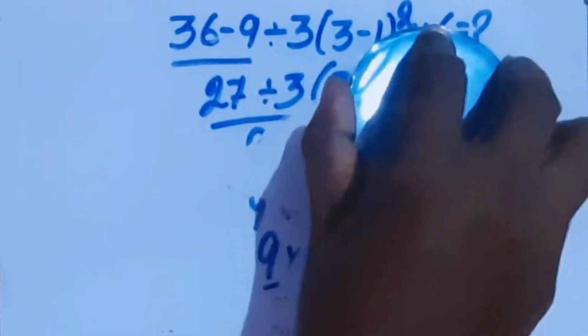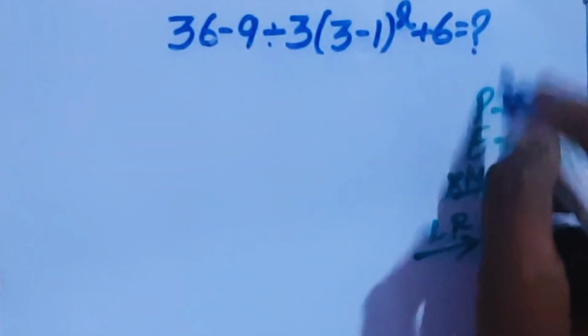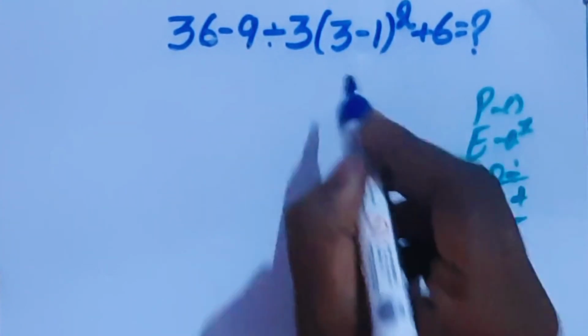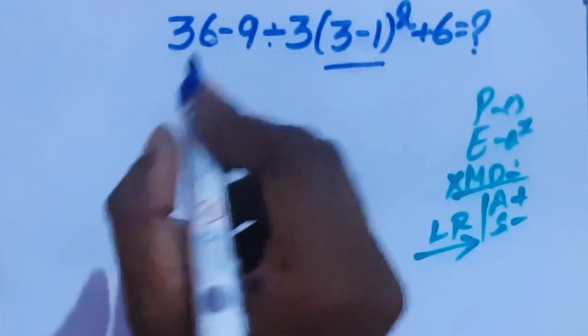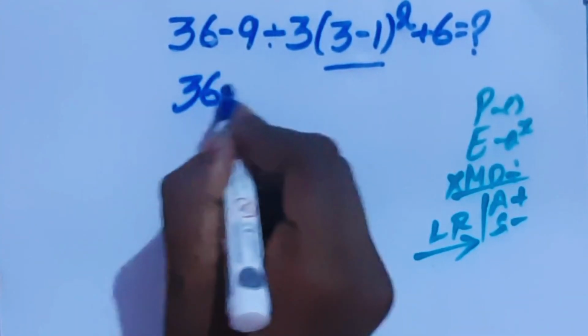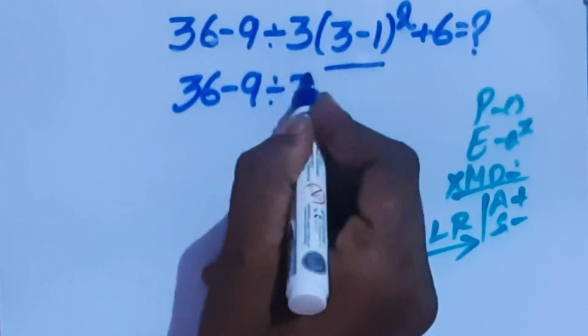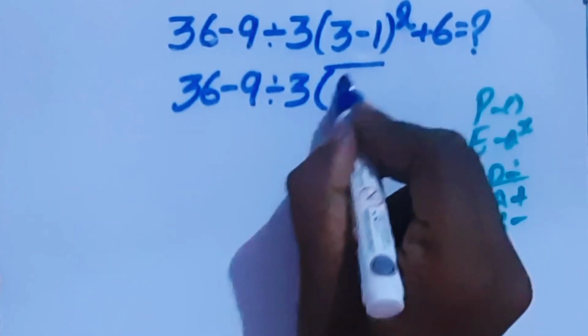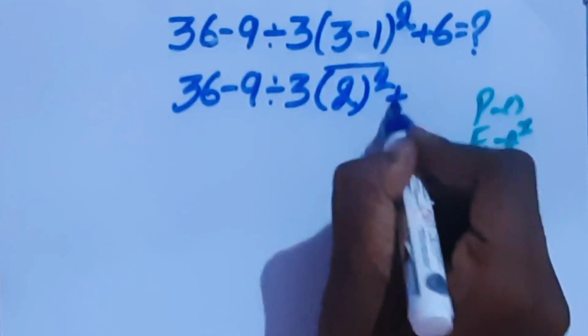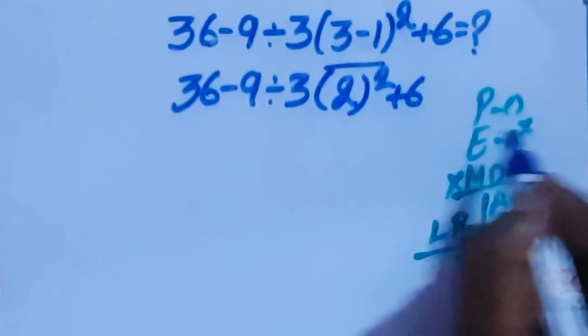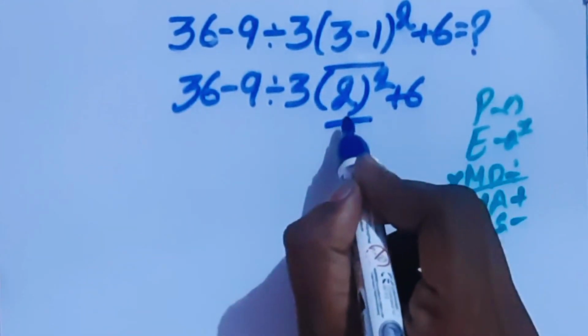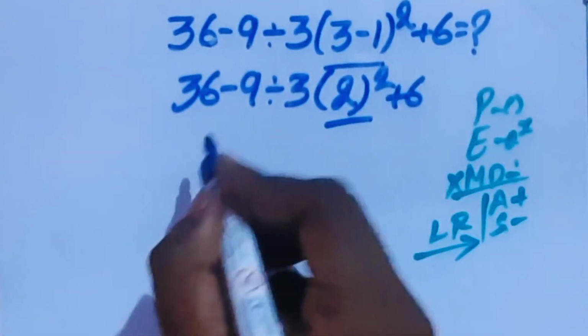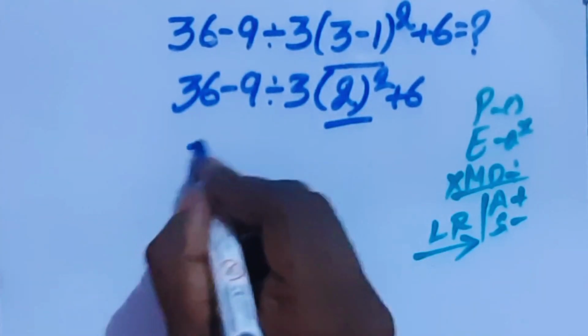Now we are going to solve this problem in the correct way by using the order of operations PEMDAS. As per PEMDAS, the bracket is higher priority. So we have to do this bracket before this operation here. 36 minus 9 divided by 3 times here 3 minus 1 is 2 squared plus 6. Here the next priority is exponent. We have an exponent here which is 2 power 2. So we have to do this 2 power 2 before this operation here.